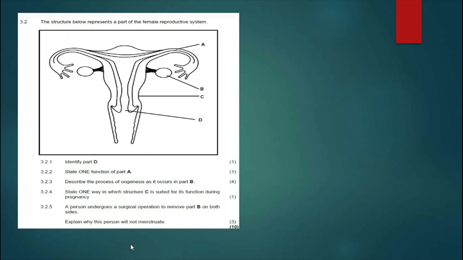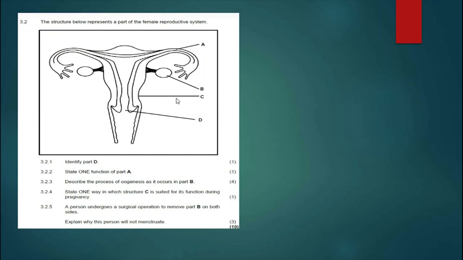The next question: state one way in which structure C is suited for its function during pregnancy. Structure C, let's look at structure C. So the answer is that it is a hollow organ. It has a muscular wall. It has a blood-rich lining, or the endometrium.